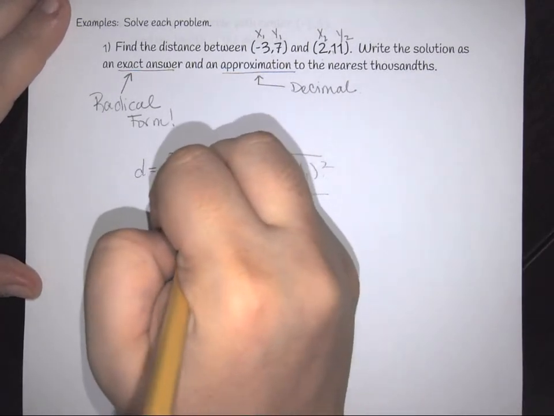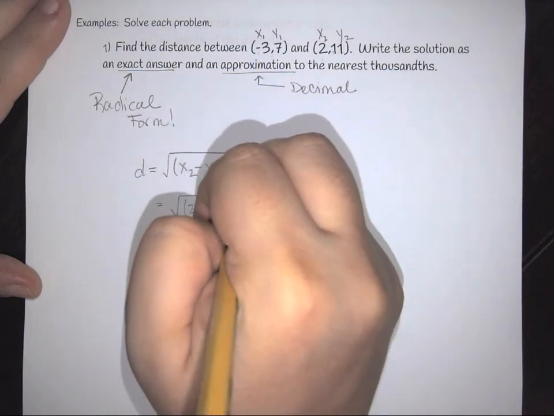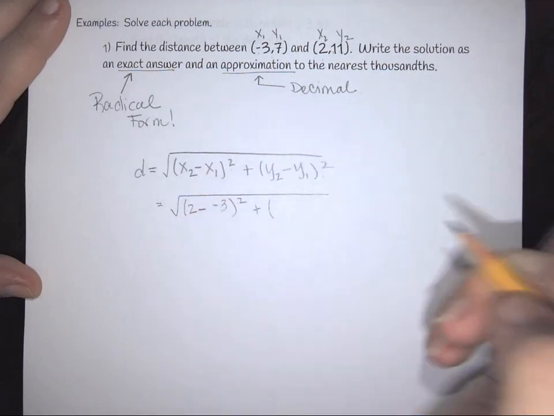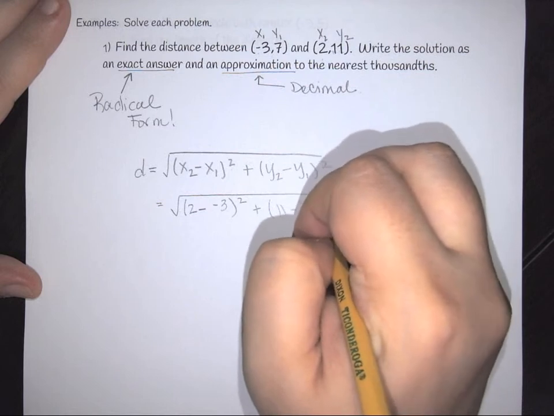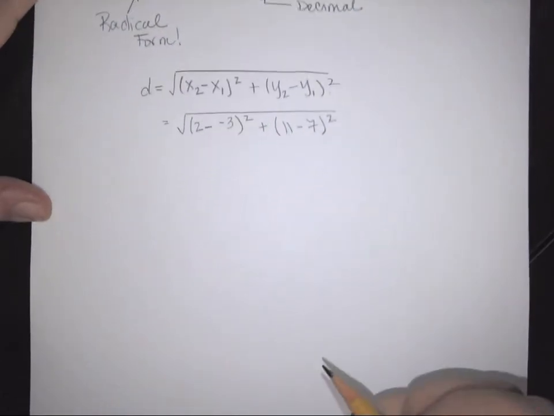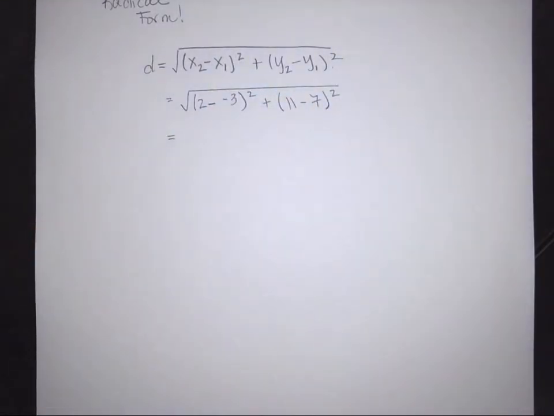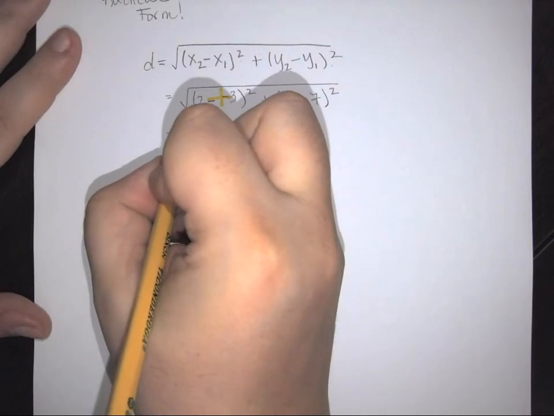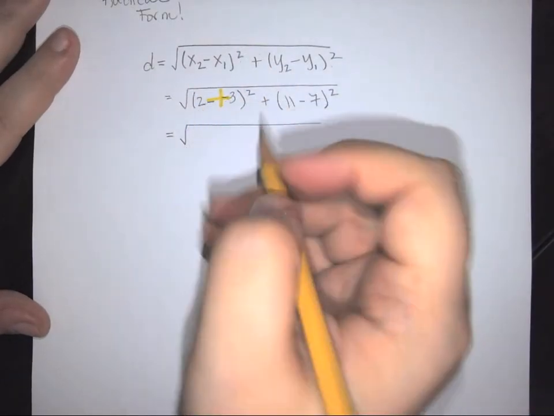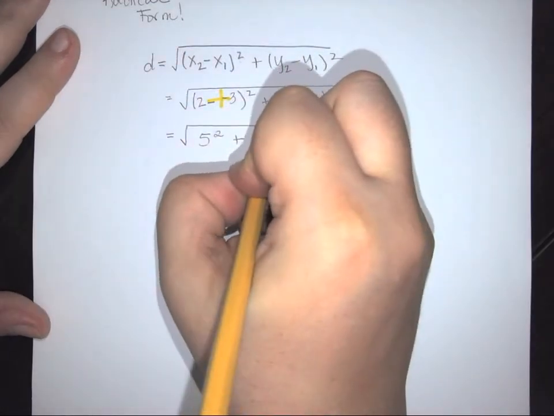x2 is going to be 2, and I'm subtracting my x1, which was negative 3, so a negative 3, and I'm squaring it. And I'm adding it to y2, which was 11, minus y1, which was 7, and square it. Here, one thing that you again need to remember is that minus a negative is the same thing as plus. So here I actually have the square root of 2 plus 3, which is 5 squared, plus 11 minus 7, which is 4 squared.